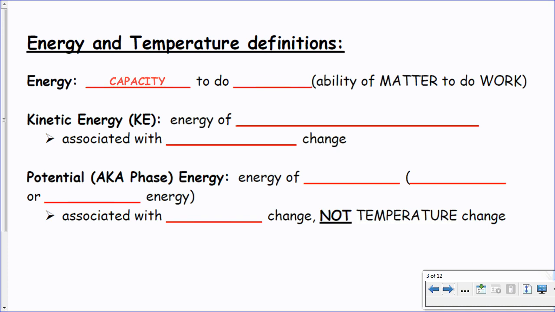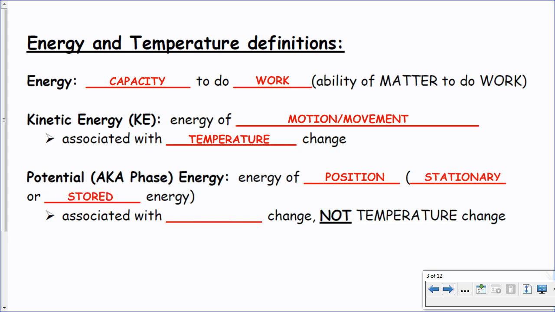Energy is a capacity to do work. So we use energy to do things like light our lights, make reactions go. Kinetic energy is the motion or movement associated with temperature change. So it's the atoms and particles of a sample of matter moving around. Potential energy, phase energy, is like the position of stationary or stored energy. It's associated with phase change only, but not temperature change.